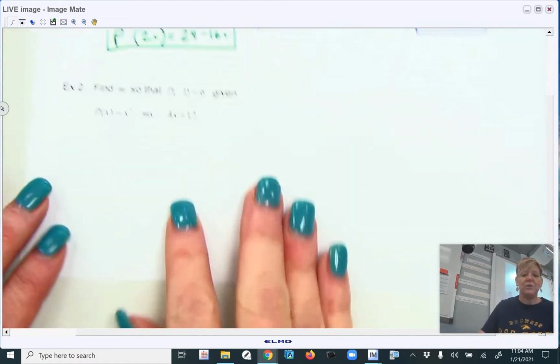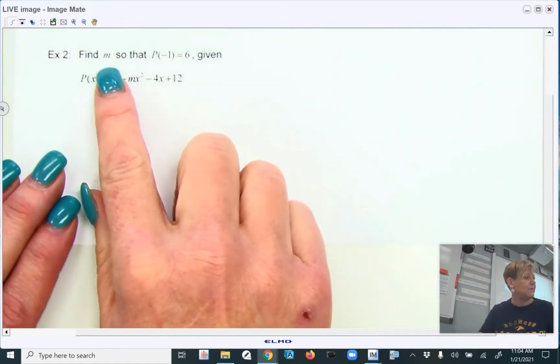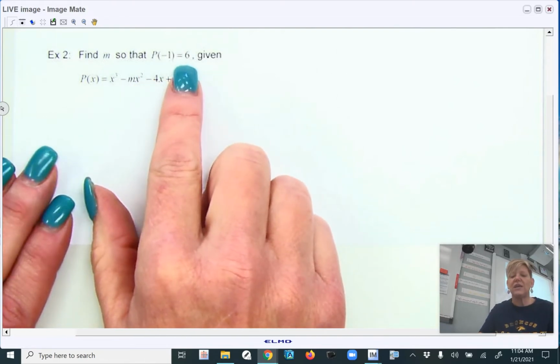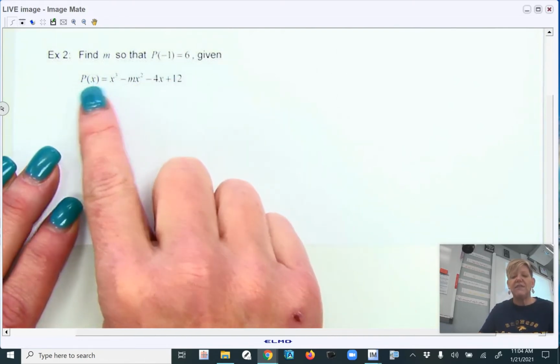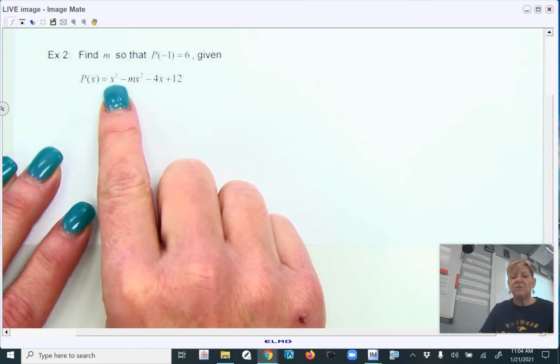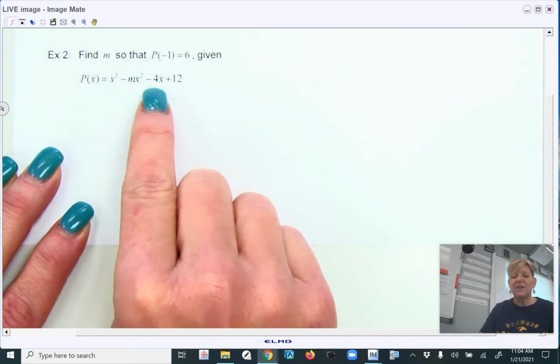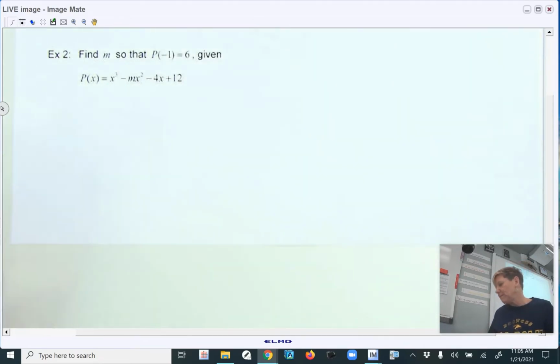Example 2 says find m so that p of negative 1 equals 6, given p of x equals x cubed minus mx squared minus 4x plus 12. So what we are going to do here is set up synthetic division just like we would on any other problem.